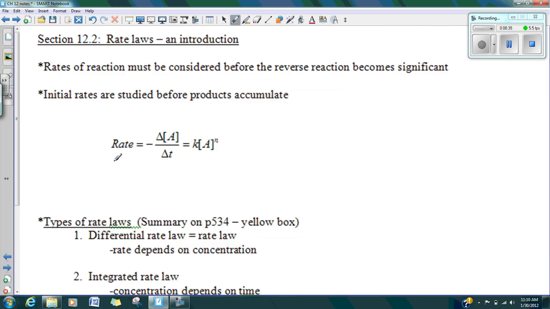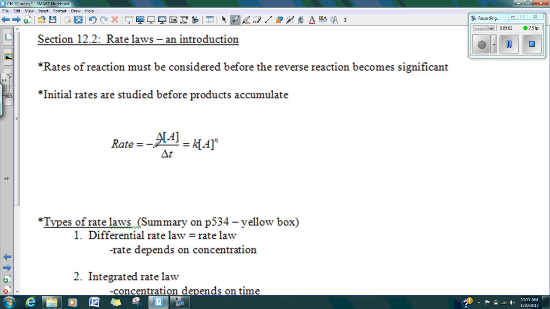All right, so section 12.2, so we have rate laws introduction. Rates of reaction must be considered before the reverse reaction becomes significant. So that's what I've already mentioned, that we are basically just going to be looking at our reactants, not worrying about our products, because then it becomes a very difficult problem to solve. All right, so the initial rates are studied before products can accumulate and affect anything that is going on.